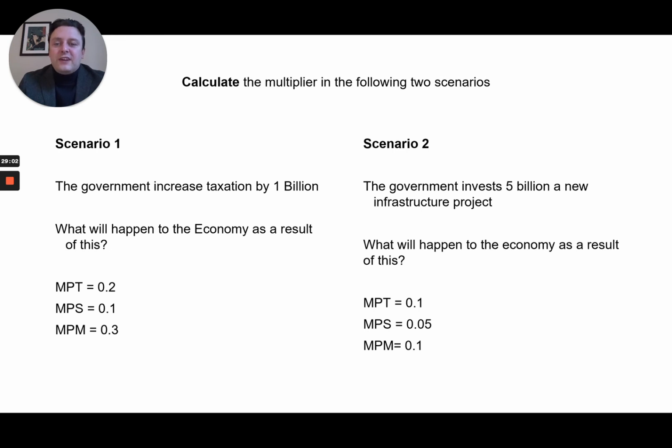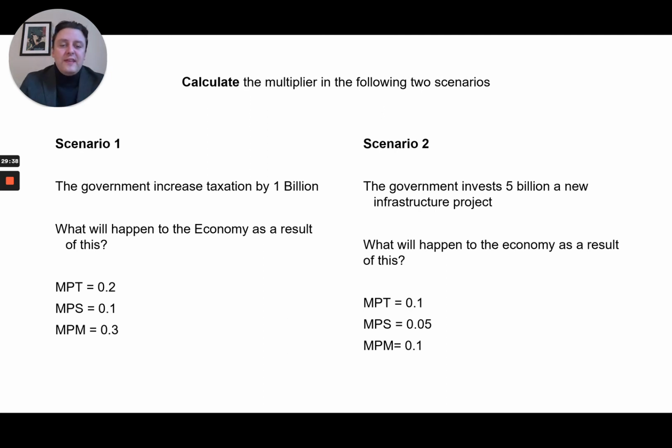So give this a go, and hopefully by the end of this you'll be very confident in your use of the multiplier calculation. So the first one, the government has increased taxation by 1 billion. What will happen to the economy as a result of this? Now in this case we've got the marginal propensity to tax 0.2, propensity to save 0.1, and propensity to import is 0.3. And in scenario 2 we've got a 5 billion injection into infrastructure.